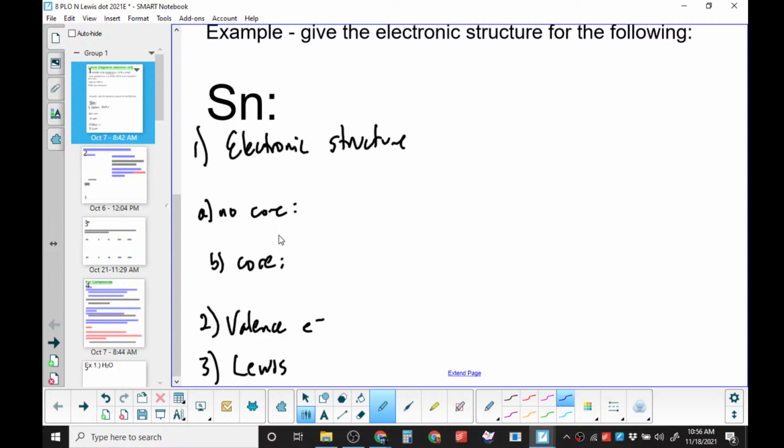Would anybody like to volunteer for the no core? Sam. Would you like to come up and do it? And actually touch the pen? You can rest your hand on it lightly, just so you know. It's not a touch screen.